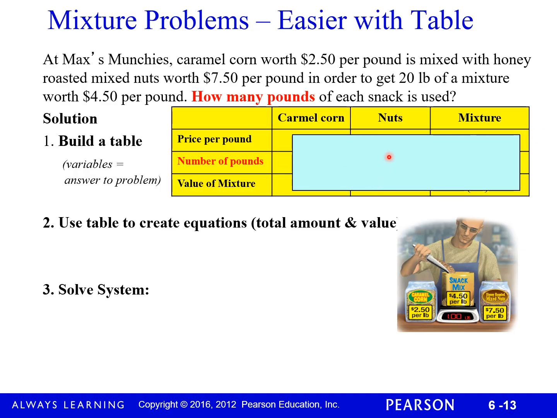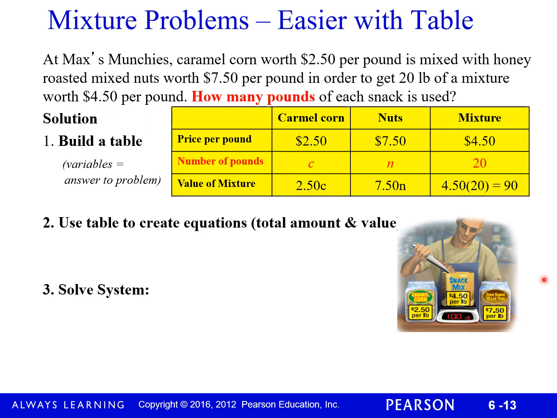So what is the mixture? The price per pound? We want the mixture to have a cost of $4.50 a pound, so that's also plugged in. How many pounds of each snack? We know that we want to create a 20-pound mixture, so that's what goes here. And the value of the mixture, we're just going to multiply those, which is 20 pounds times $4.50. So filling in this chart can make it a lot easier. Remember, C pounds of caramel corn times $2.50 a pound gives us the value of that.